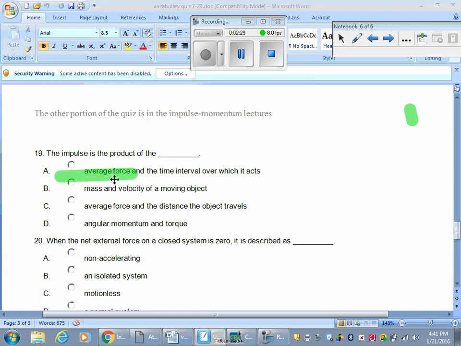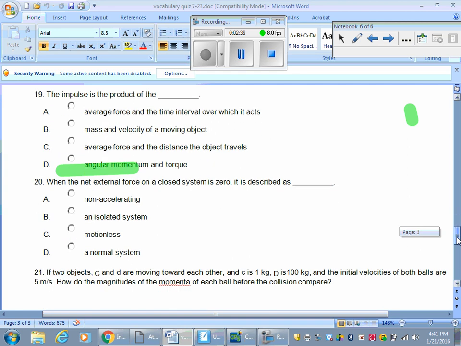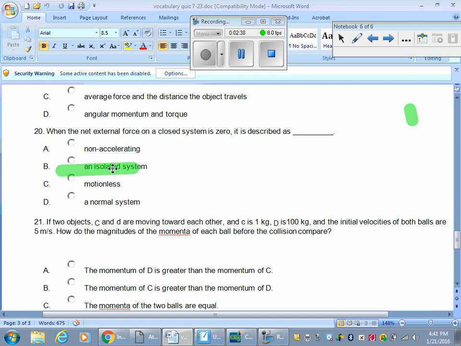Impulse is the product of, okay, force times change in time. And the net external force in a system is 0. It's described as an isolated system.